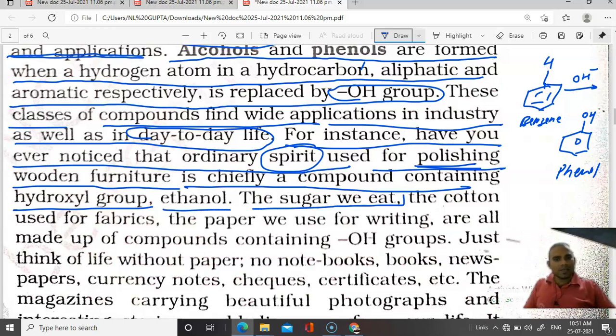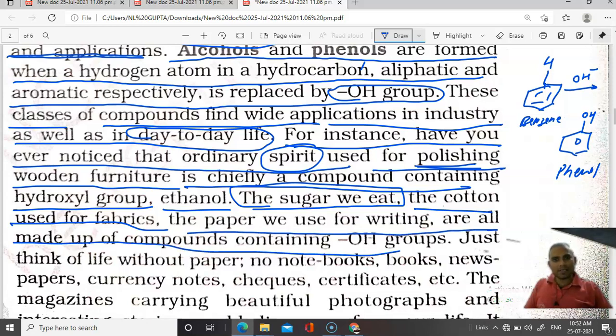The sugar we eat, the cotton used for fabrics, and the paper we use for writing are all made up of compounds containing the OH group. So paper is also made of compounds containing the OH group, students. Fabrics too, the cotton we use for wearing, student.